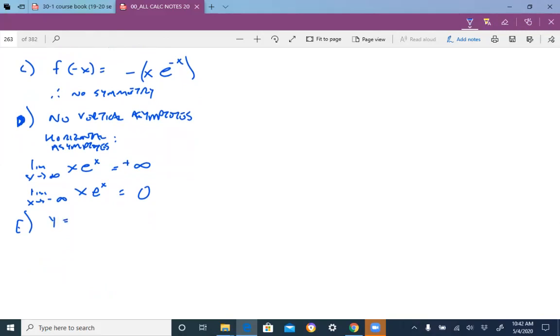If y is equal to x e to the x, then y prime will equal this. We take the first derivative of x, which is just 1, times e to the x. I'm going to add that to x times the derivative of e to the x, which as we saw before is just e to the x. Common factor this: e to the x, 1 plus x.